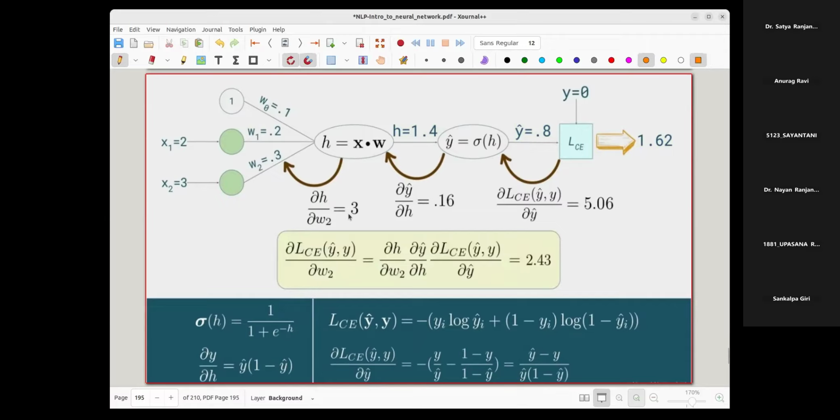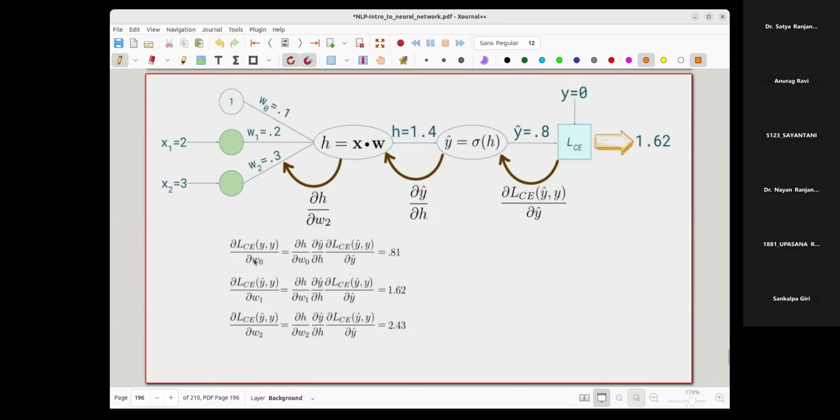This will become 3. And if I want to find del L by del W2, then you just multiply all these three, 3 into 0.16 into 5.06, and you will get 2.43. So this is the gradient of W2, that is 2.43, and this 2.43 is going to be used to update W2. Okay, similarly you can calculate for W1 and W0. For W0, the same way, it is 0.81. For W1 it will be 1.62, and for W2 it is 2.43. Now this is the gradient vector, that is 0.81, 1.62, 2.43.